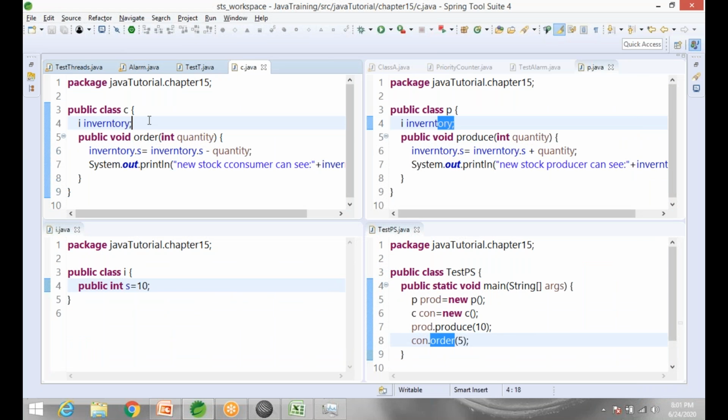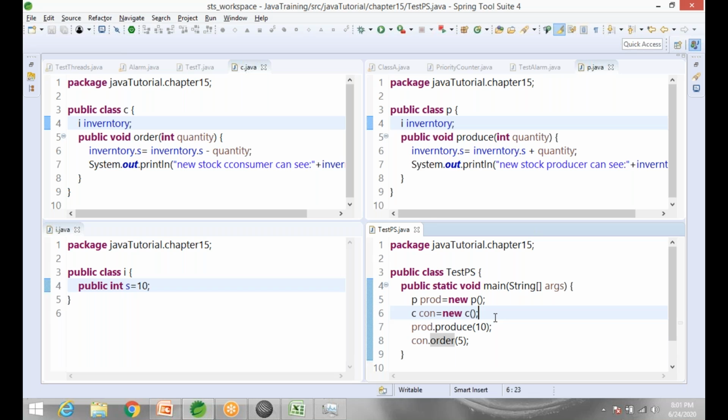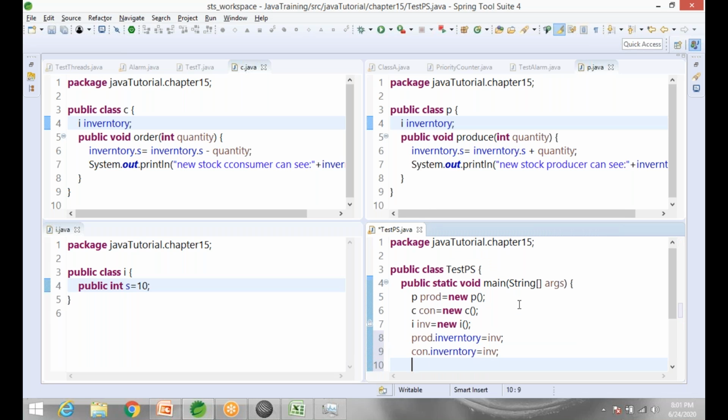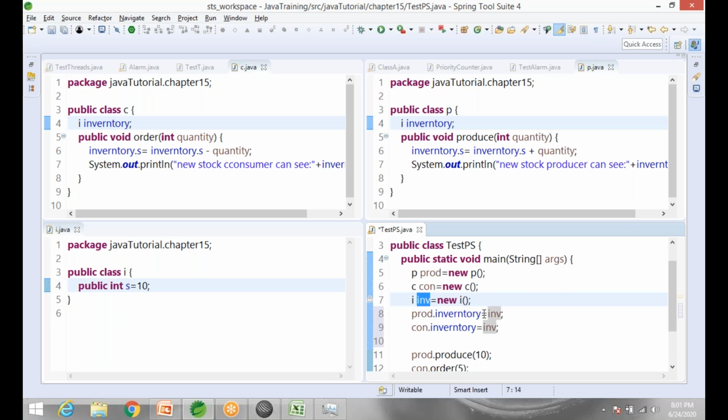Let's see the output. We don't declare them. We just create one new copy among them. Okay. So prod.inventory equals inv and con.inventory equals inv. So there is only one copy of the object in the entire application. There's only one place where we wrote new. And that same object is shared or pointed to by both of them. Now let's see if consumer will display 15 or 5.